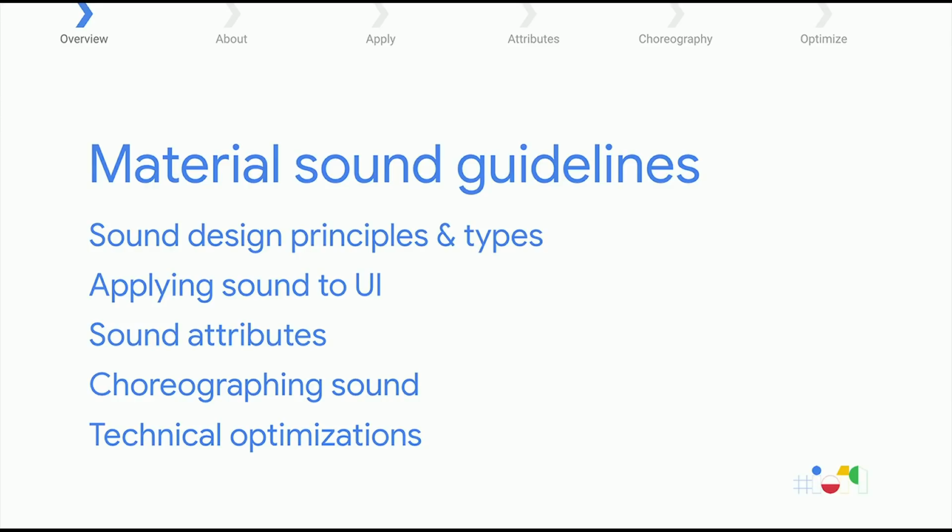So we're going to dive through the material guidelines now, and you can follow along on the breadcrumb trail on the top, just so you know where we are in the guidelines. But they're organized in the following way. I look at principles and how to use them to guide the design process, and an overall look at sound, applying sound to UI, so how to best use sound for different scenarios. I look at attributes, which includes a little bit more detailed information for sound designers.